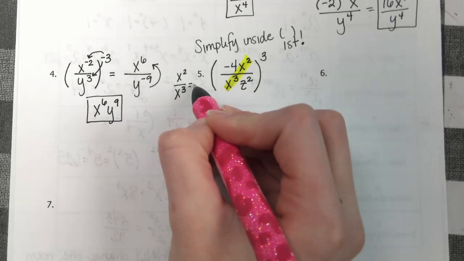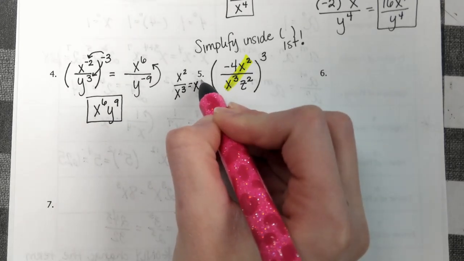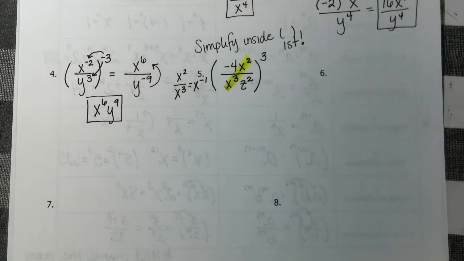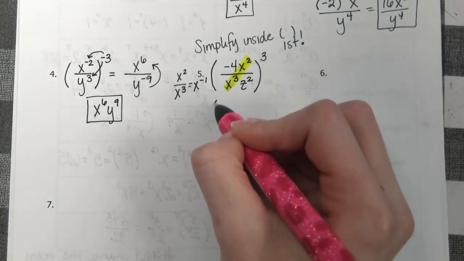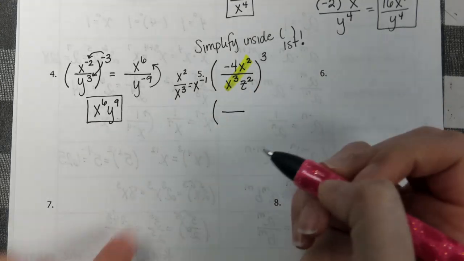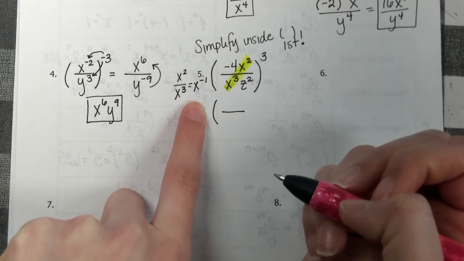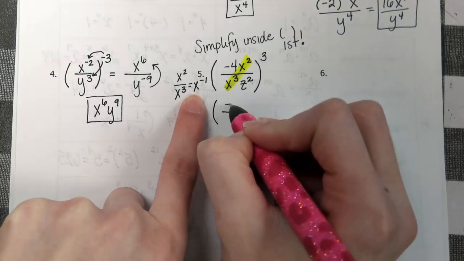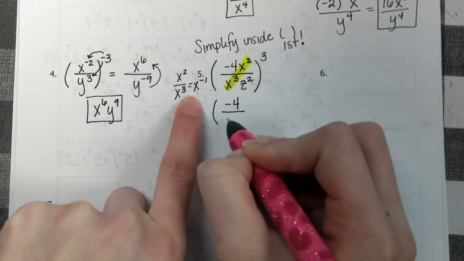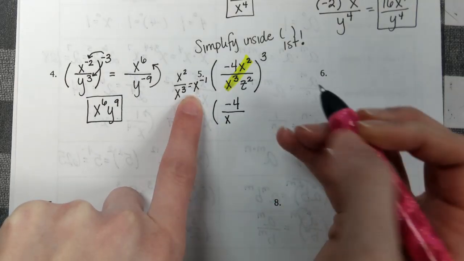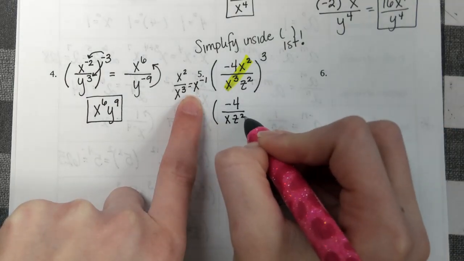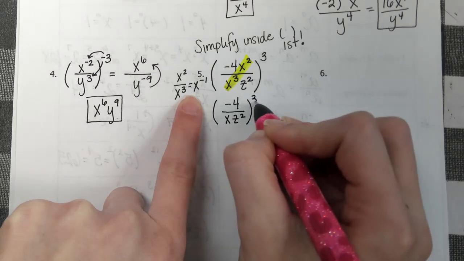To subtract. I subtract them, and that gives me x to the negative 1. So what I'm going to do is rewrite this. If I have a negative 1 here, where should it really go? It goes in the bottom. So I have my negative 4, but I'm going to move that x to the bottom with the z squared, all raised to the outer 3.